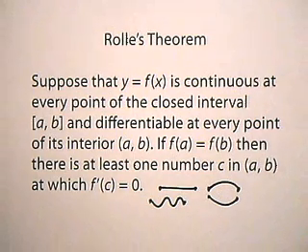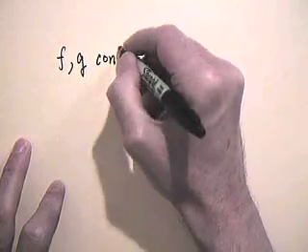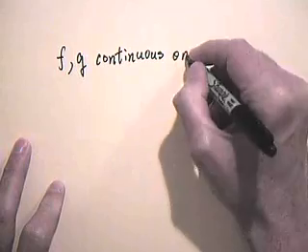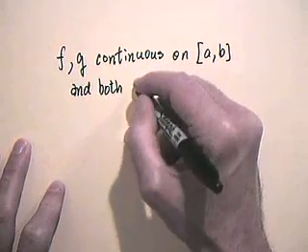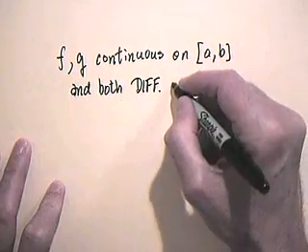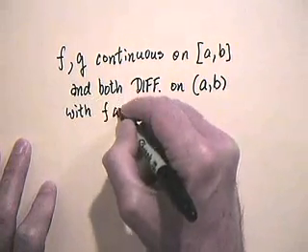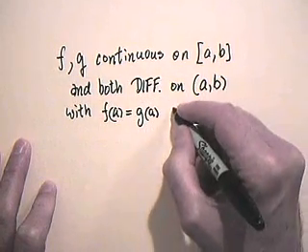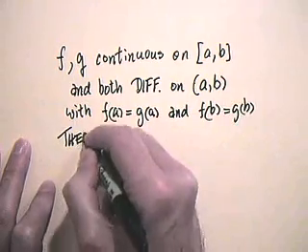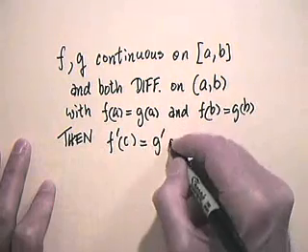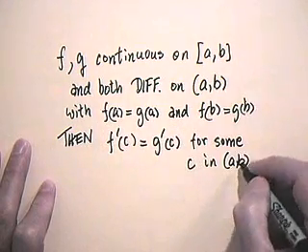Now, one consequence of Rolle's theorem, which is very interesting, is the fact that if I have two functions, both of them continuous on the closed interval [a, b], and both differentiable on the open interval (a, b), with f of a equal g of a and f of b equals g of b, then f prime of c equals g prime of c for some c in the open interval (a, b).